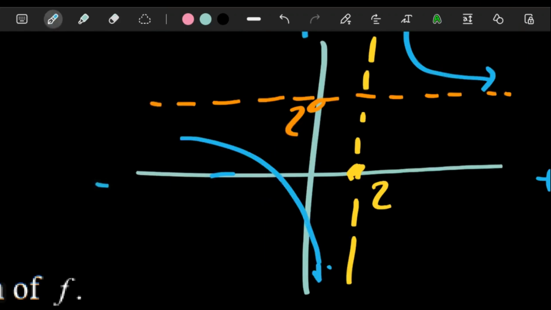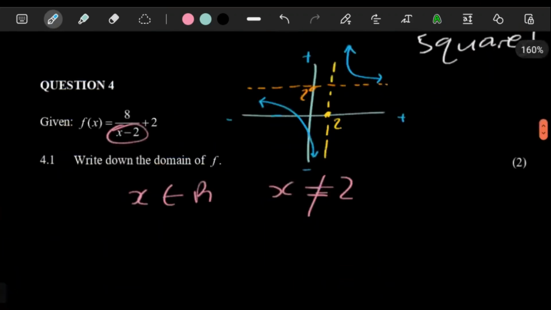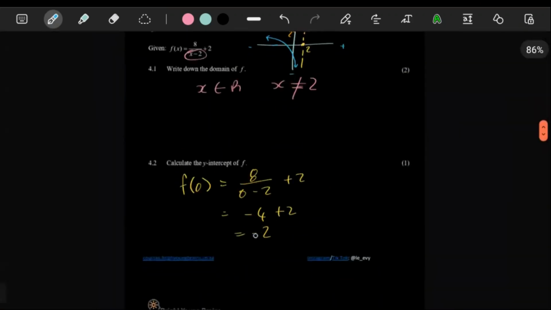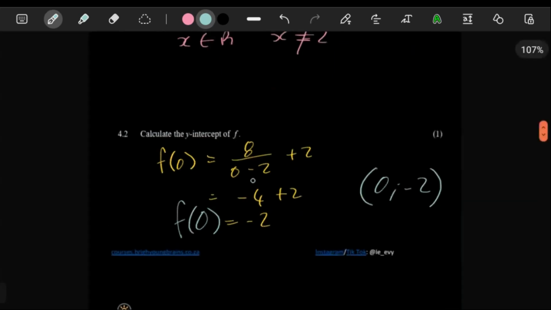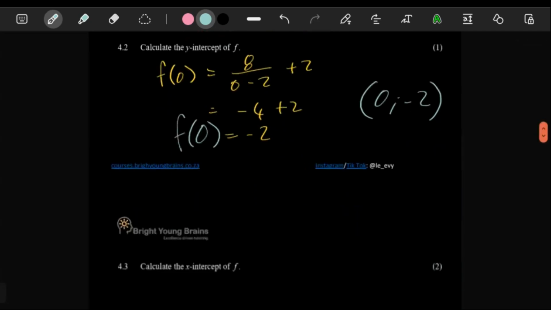We kind of have an idea of what it looks like. So, yeah, the y-intercept is at negative 2. So let me put this here, because remember, if you leave it like this, this is a coordinate. So you can leave it like this, or you can just say here, 0 and negative 2. So let me just double check. Yeah, everything looks fine. Nothing crazy.